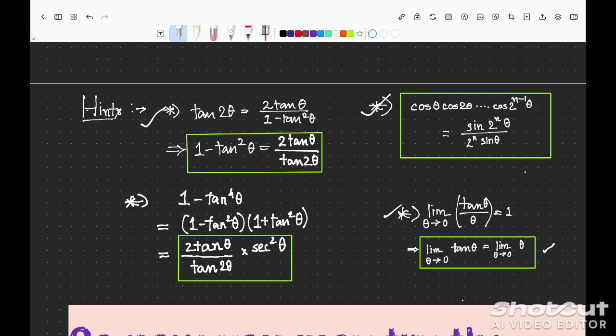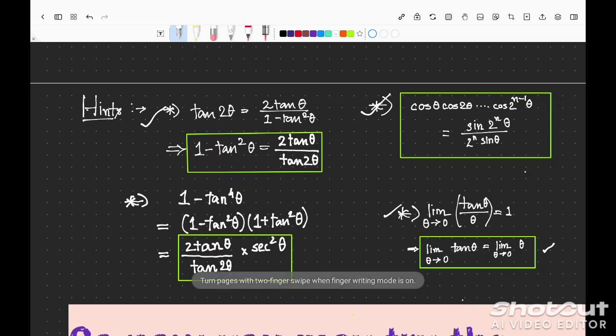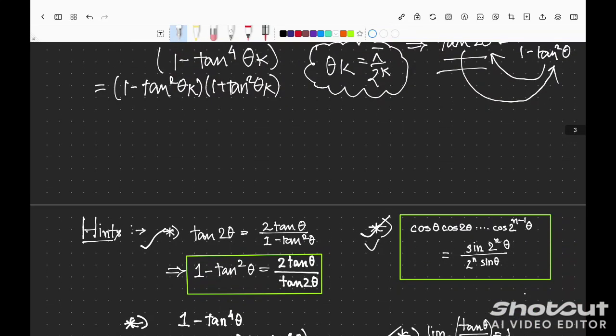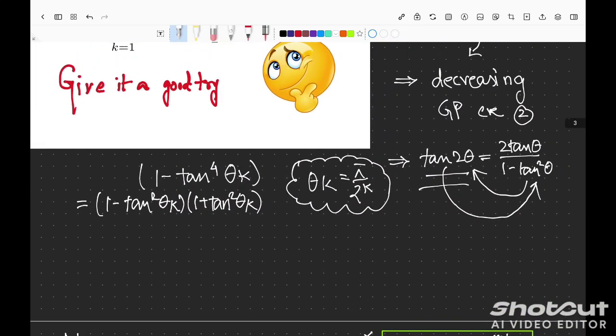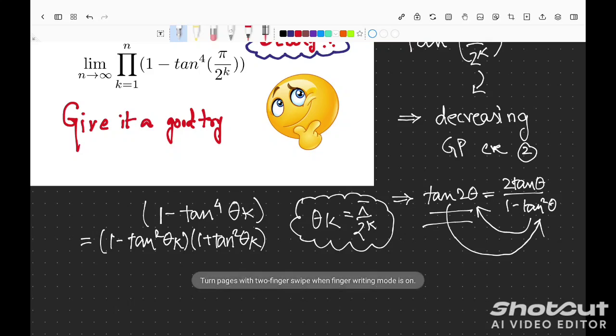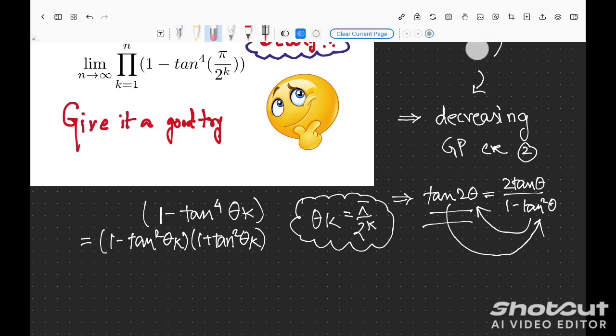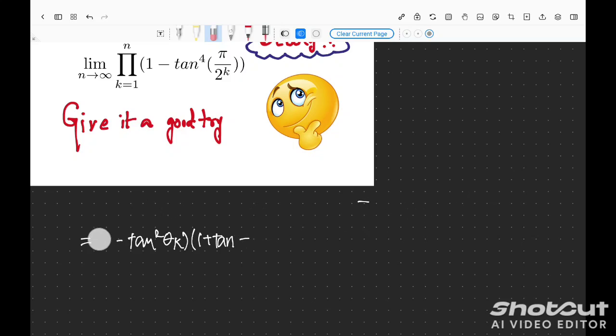For the second hint, I have just substituted the value of this. I have just written the value. I have not explained anything. For the second hint, I am talking about this one. It's nothing much, and most of you will be familiar with it. It's pretty straightforward if you have done some questions on limits and also on some trigonometric questions. So erasing a part of it so that we can get some space.